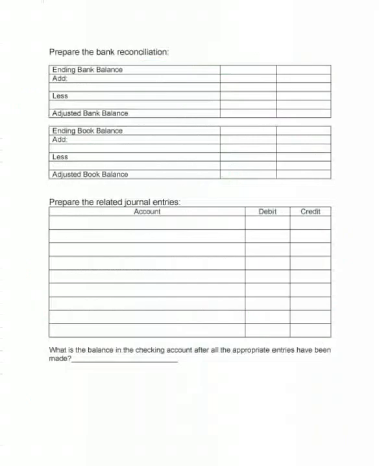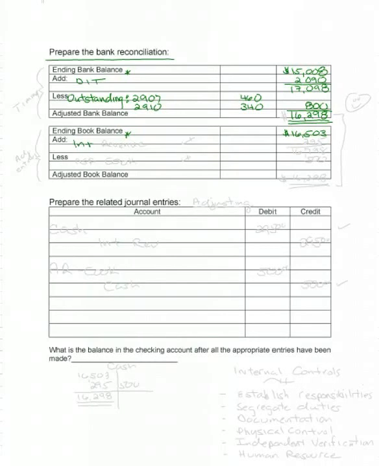So we'll add in interest revenue into our bank reconciliation in the amount of $295. And again, we'll total it here, $16,798. That total isn't important, except that it's required in your homework management system, so we'll go ahead and use it.